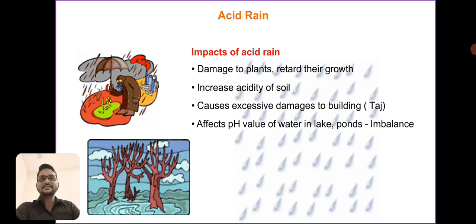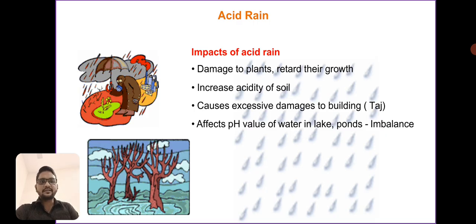Now, next is acid rain. And what are the impacts of acid rain? Acid rain can damage plants, retard their growth rate, increase the acidity of the soil, and cause excessive damage to buildings. An example is the Taj Mahal.